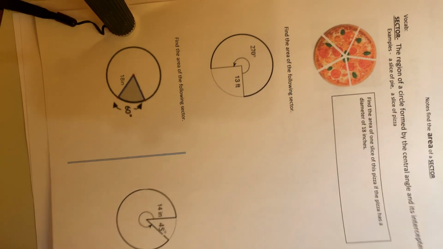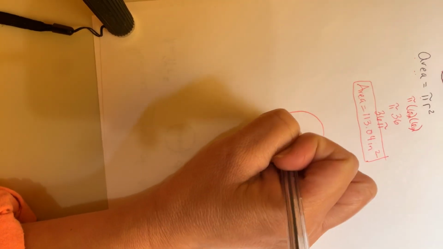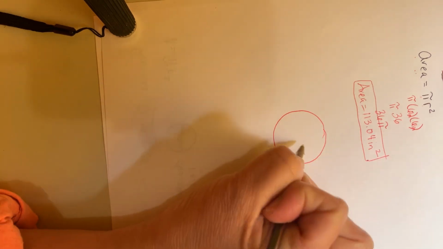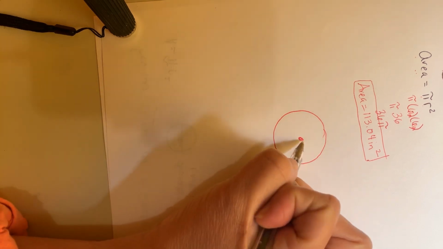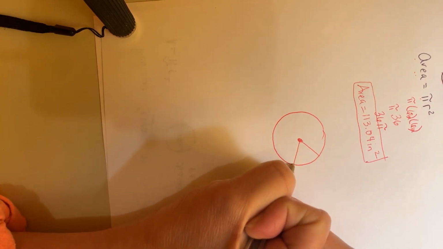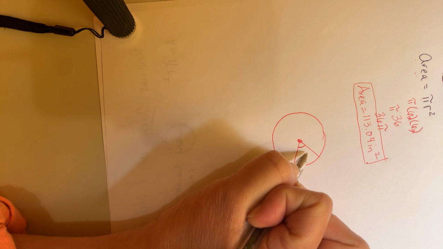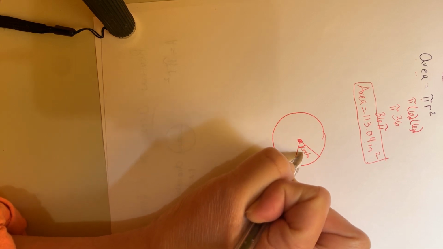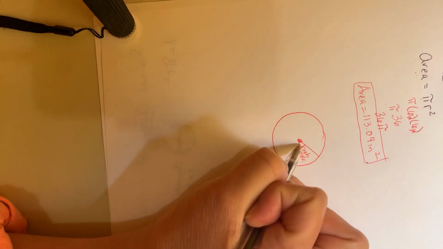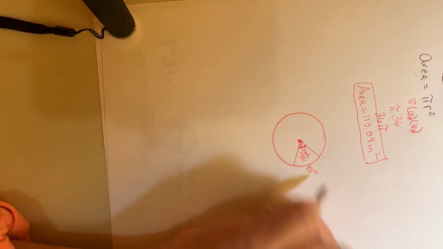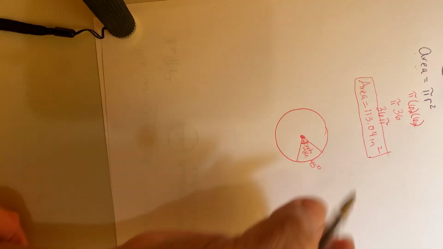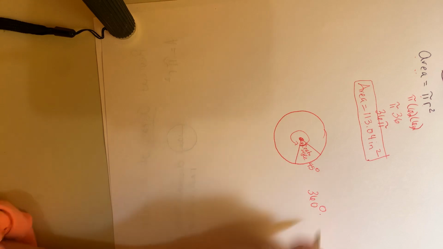So remember a central angle. Let's go back to review a central angle. A central angle is the angle with its vertex at the center. This is a central angle. Remember this? That's a central angle. Okay, so remember if this was 45 degrees, then the arc measurement would be 45 degrees as well. And the whole circle is 360 degrees.